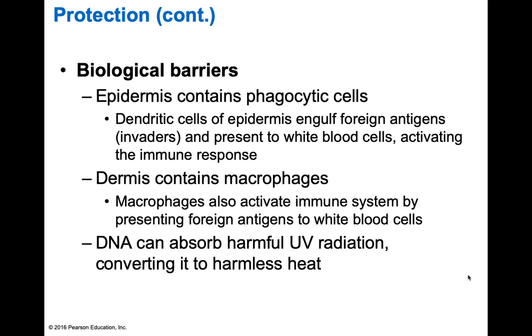Next, it can function as a biological barrier. The epidermis contains phagocytic cells, which we talked about as acting in your immune system. Dendritic cells of the epidermis engulf foreign antigens or invaders and present them to white blood cells, activating the immune response. The dermis also contains macrophages, which activate the immune system by presenting foreign antigens to white blood cells. And then, of course, DNA can absorb harmful UV radiation, converting it to harmless heat.